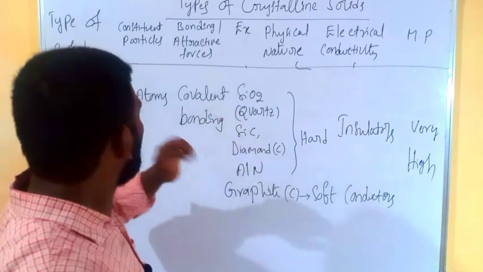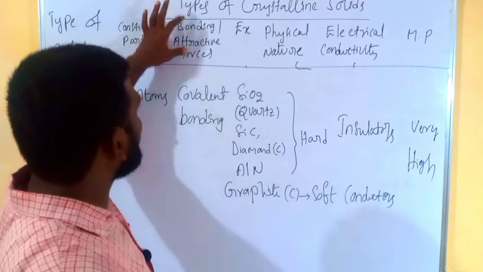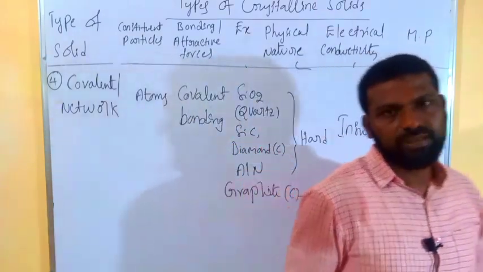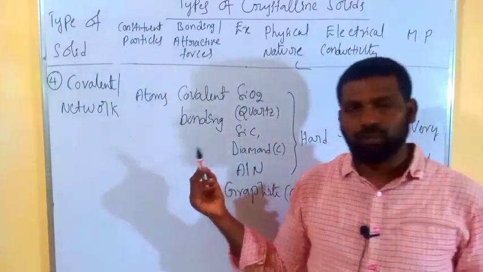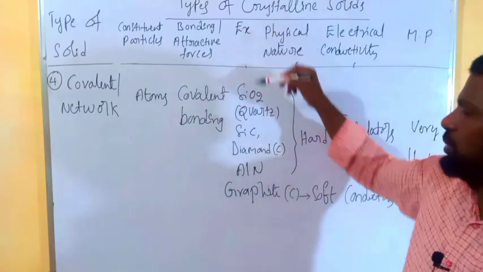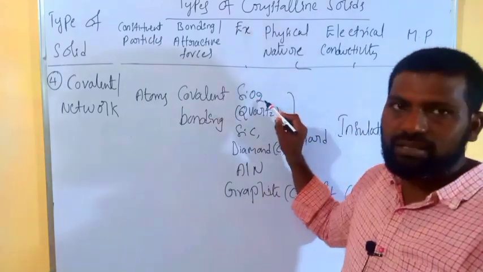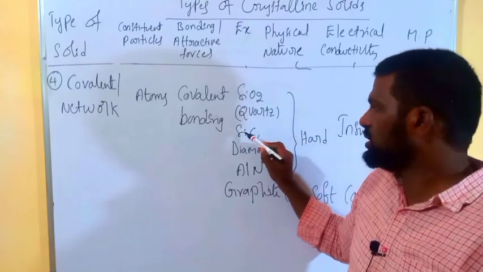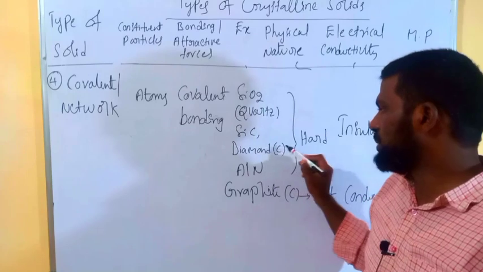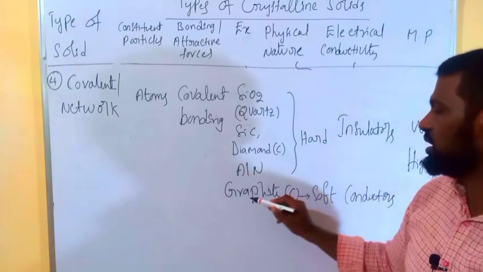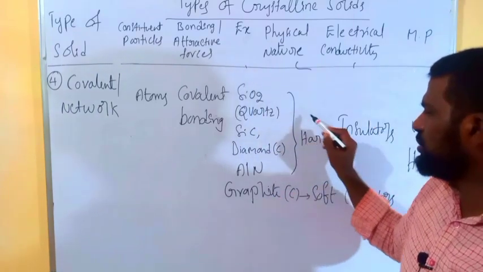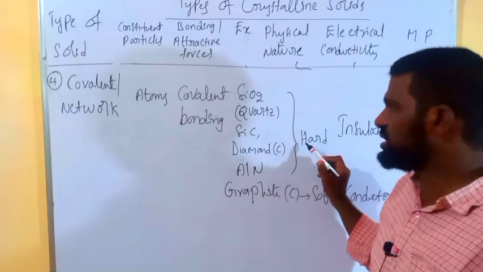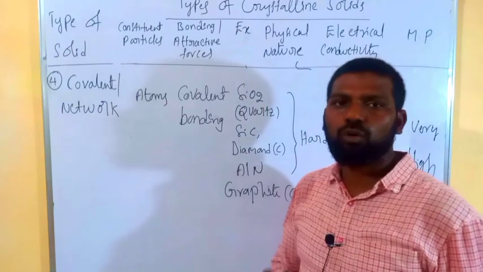Next, bonding. What type of bonding? Here it is covalent bonding. Covalent crystals contain covalent bonding. Next, examples: silicon dioxide or silica, also called quartz, silicon carbide, diamond, aluminum nitride, graphite. So these are all very hard except graphite. The reason for this hardness is they have very strong covalent bonding.